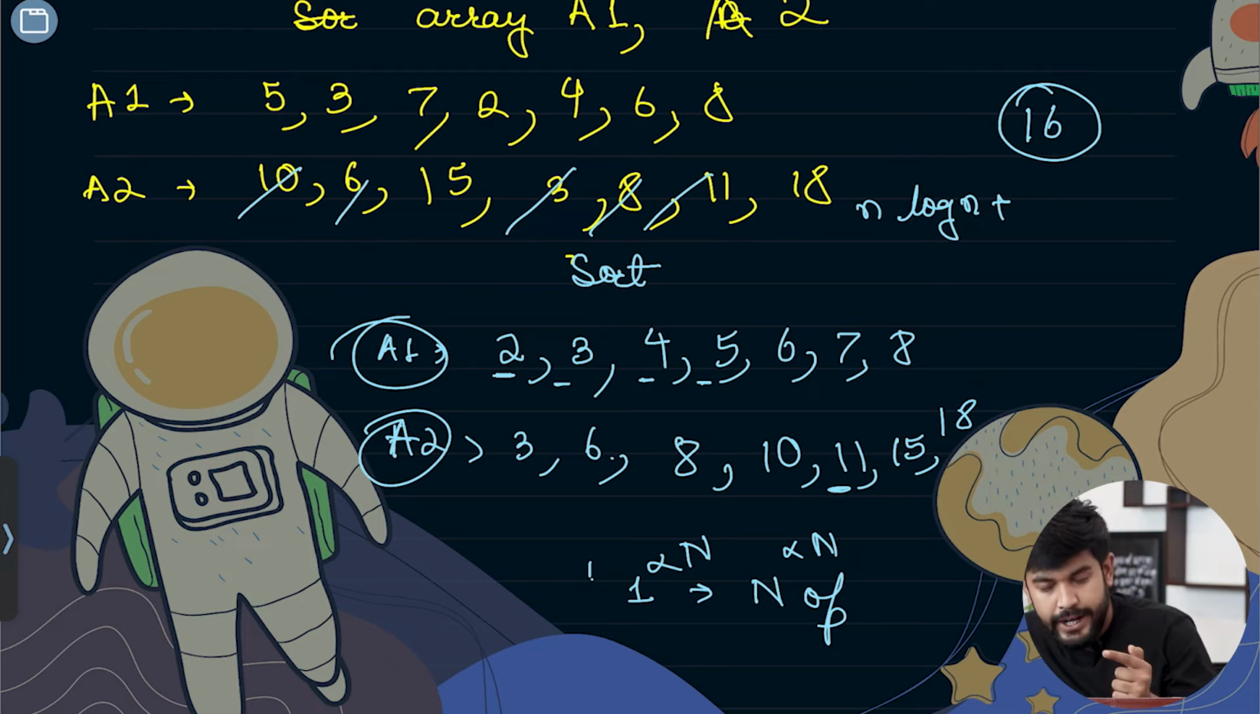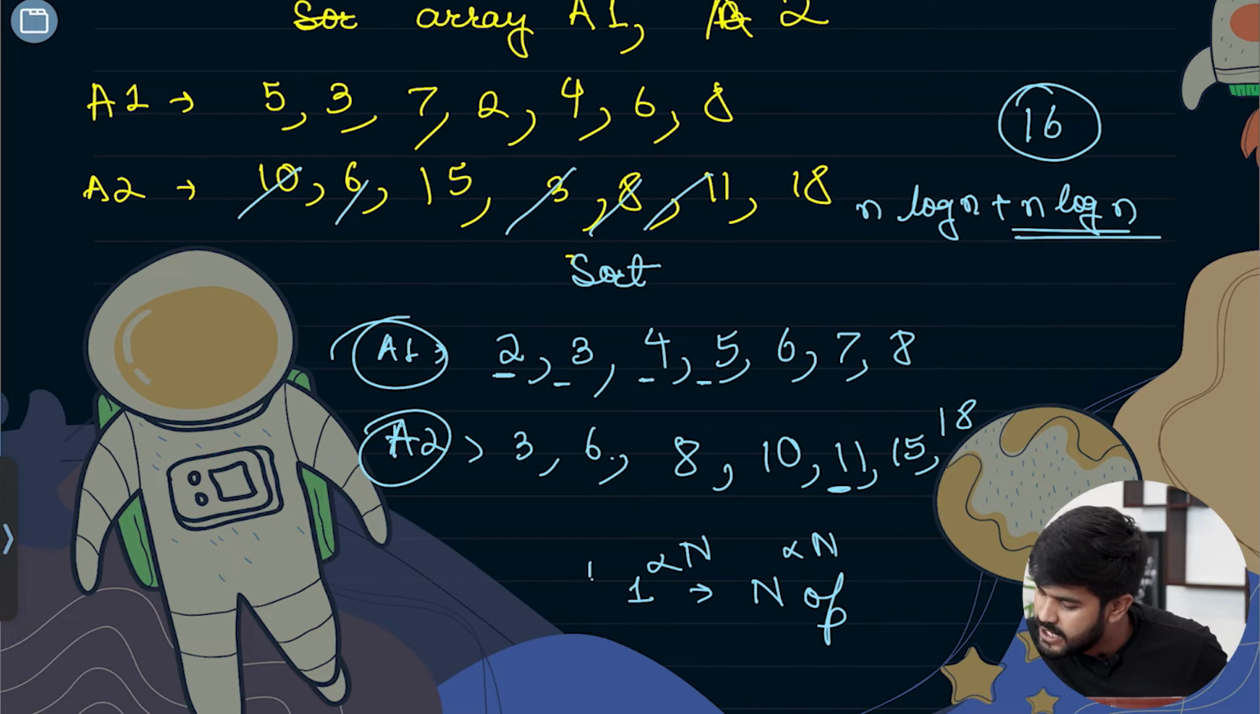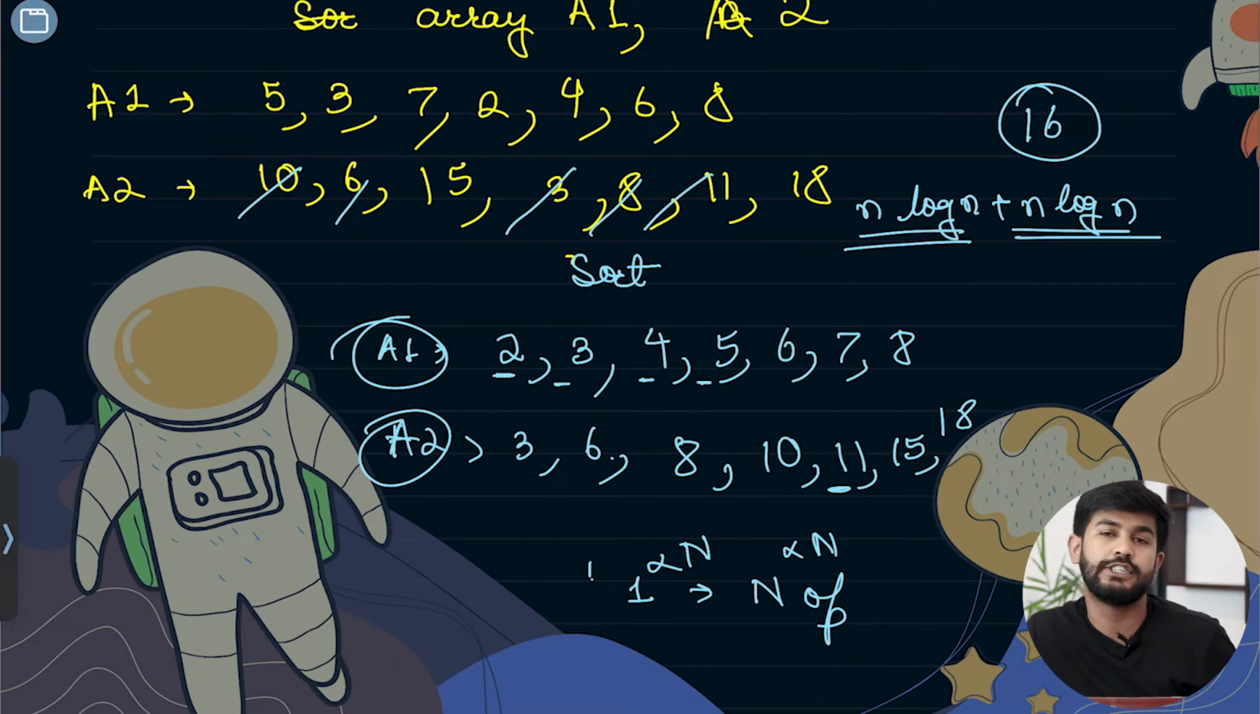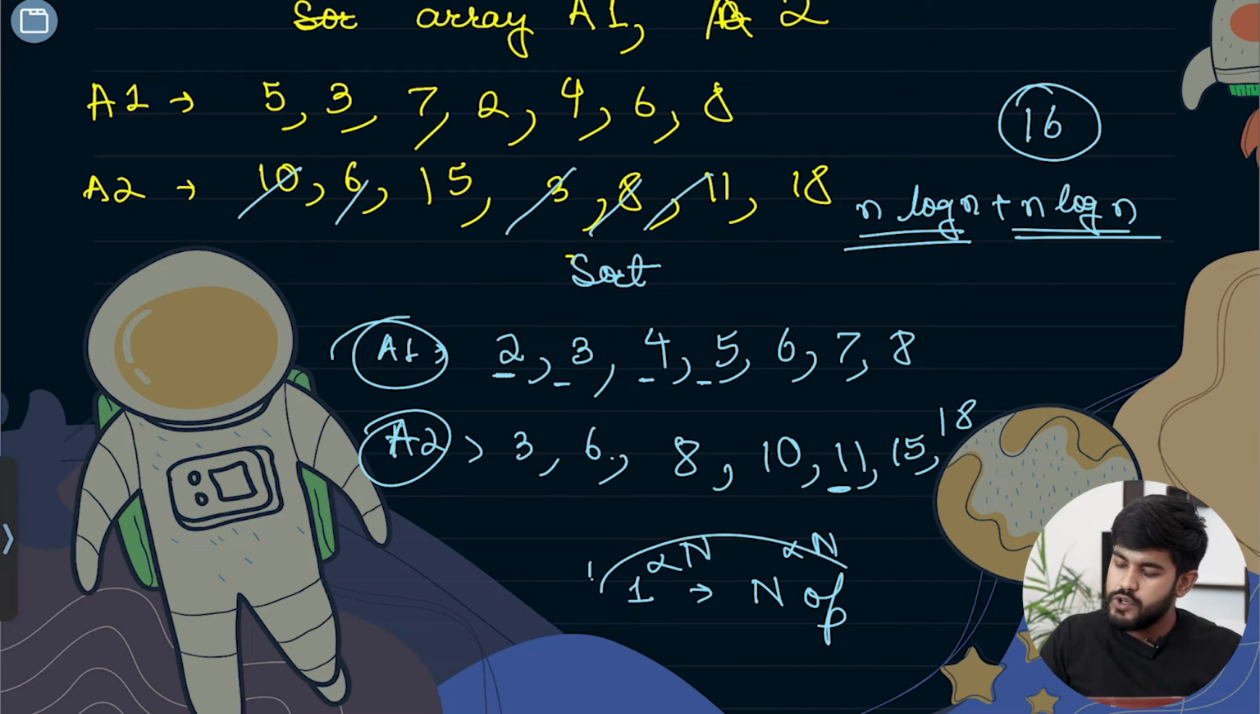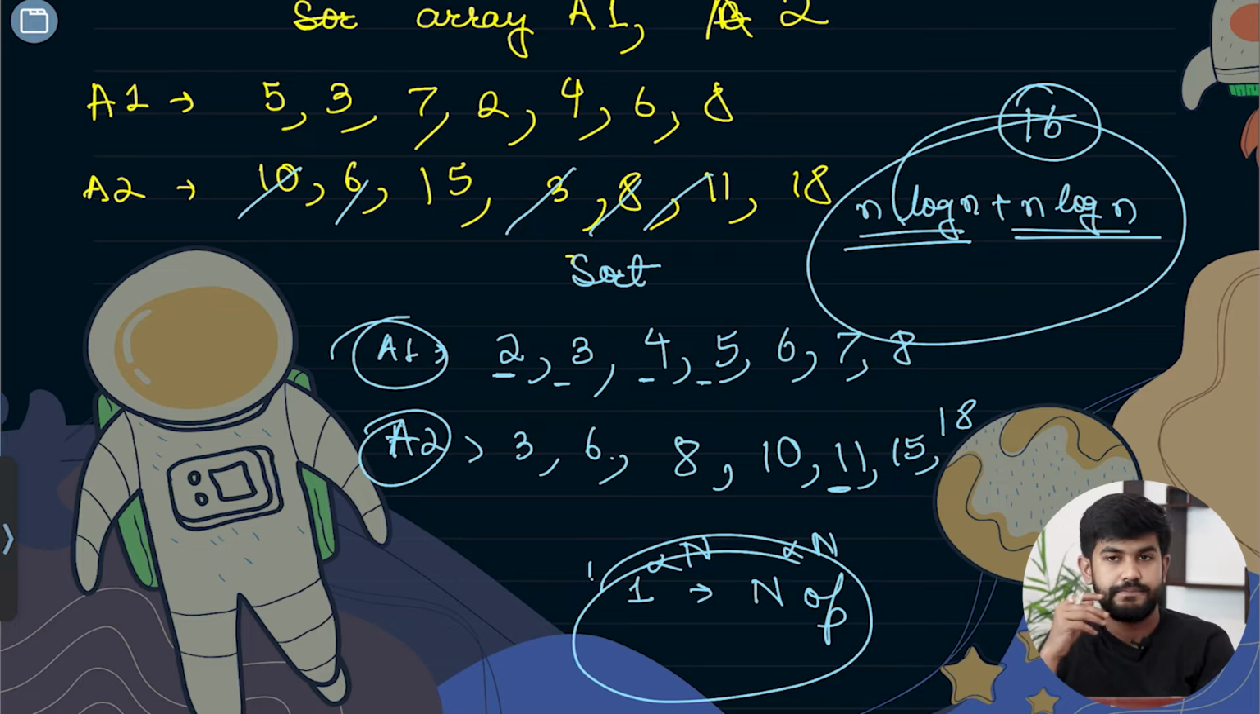And at each point we would be searching the element. So for one search, binary search is log n. So for n searches, it would again be n log n for searching all the n values, and for sorting it would be n log n. So it would be 2n log n. 2n log n is better than n square. That is why this solution is better than this.